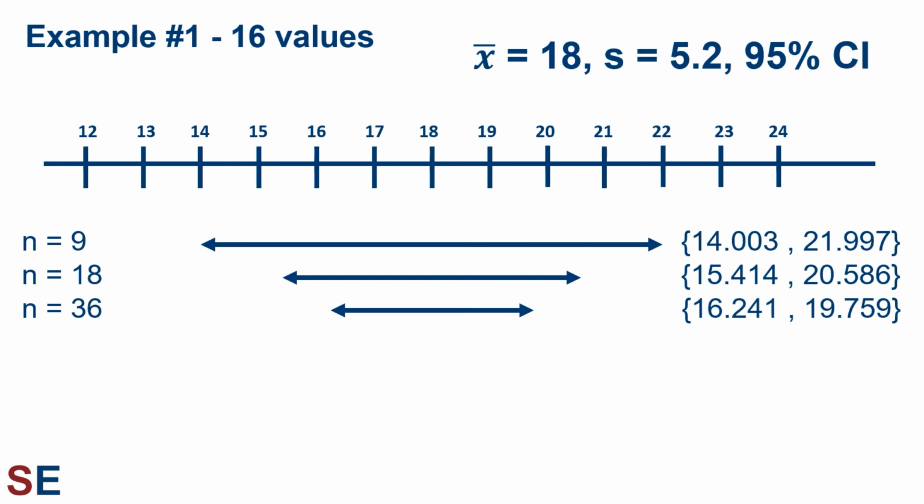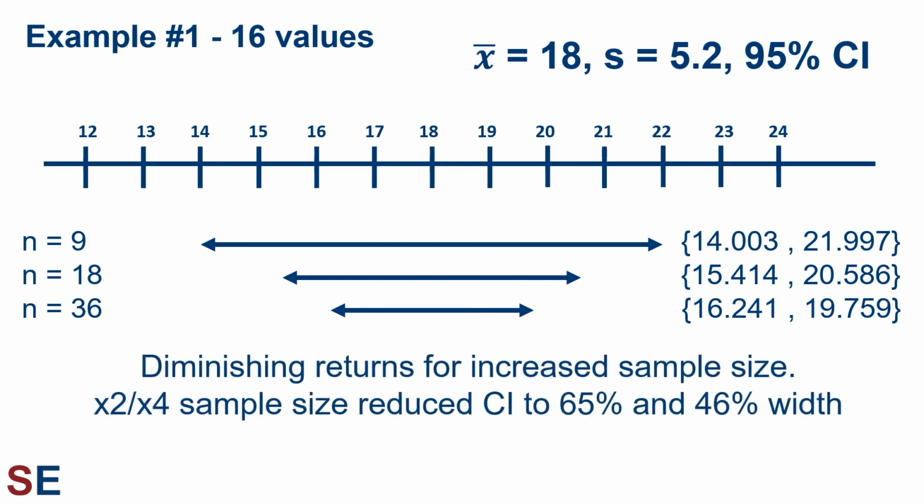our confidence interval. An interesting thing to notice about our confidence intervals is that there are diminishing returns for increased sample size. Doubling and quadrupling the sample size didn't cut the width of the confidence interval in half or down to 1/4. They only reduced the confidence intervals down to 65% and 46% of the width. This brings up an important issue in experimental design. When we design experiments, the sample size is often a major part of the cost or time of doing the study, but there are diminishing returns for increasing the sample size.